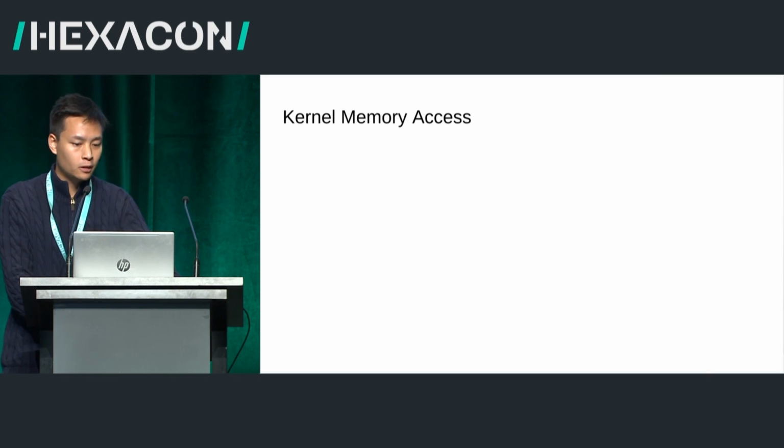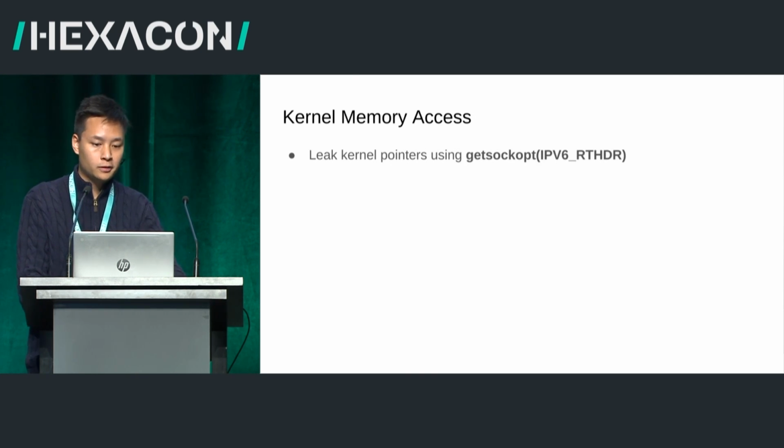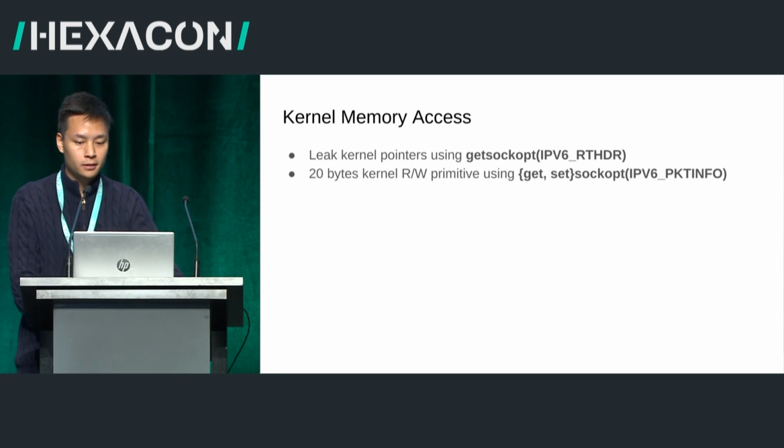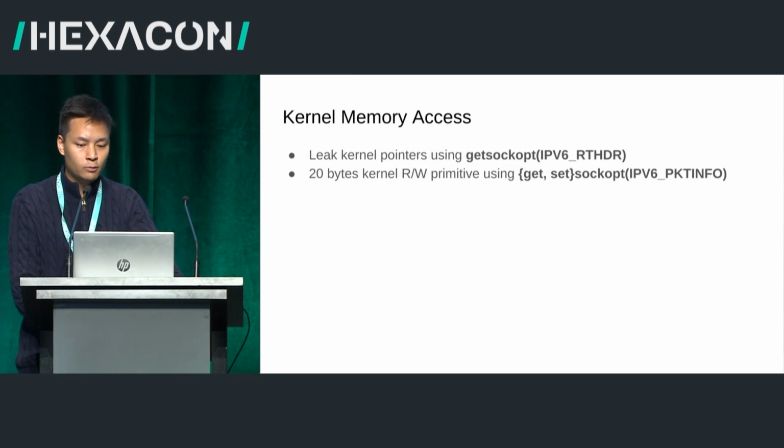And this use of the freed object is very powerful. There are lots of socket options which operate on the dangling pointer. We can, for example, leak kernel pointers with the RT header socket option. And we can read and write 20 bytes of almost arbitrary contents to any memory address using packet info. Packet info is a pointer in the packet options structure. And since we can control the whole structure, we can fake the packet info pointer.